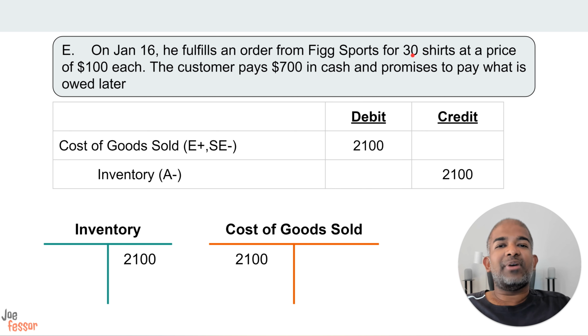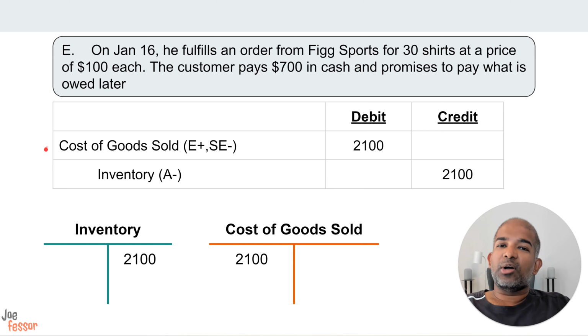How do I define value? These shirts were bought for $70 each and were sold for $100 each. The way your inventory is valued is always at cost, the cost at which you purchased it, at $70 per shirt. So your inventory here would be reduced by the value of 30 shirts multiplied by 70, 2,100. So your inventory would be credited by $2,100, to specify that you've sold 30 shirts and your inventory value has gone down by that much.